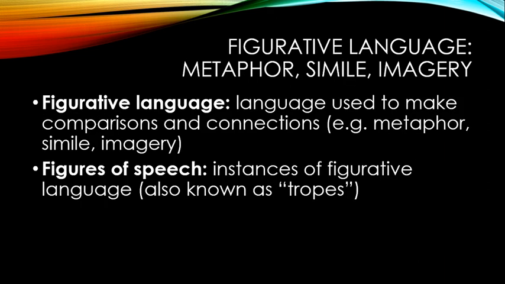So figurative language is also something that you read about. Figurative language broadly is language that's used to make comparisons and connections. So the examples in your text are metaphor, simile, and imagery. When we refer to particular instances of figurative language, those are figures of speech, and those are also known as tropes. So with a lot of these literary devices, you can use different terms, so like mood and atmosphere can be used simultaneously. Figures of speech and tropes can also be used as synonyms for one another.